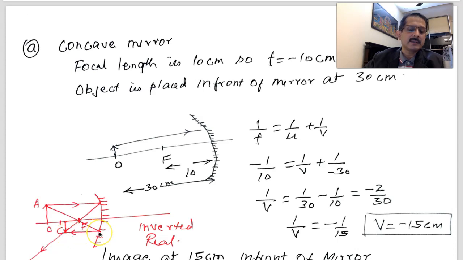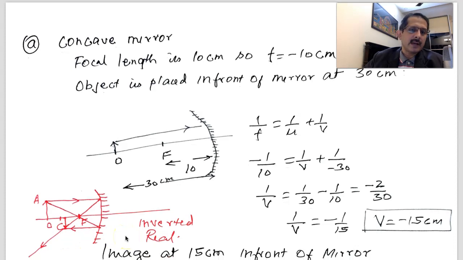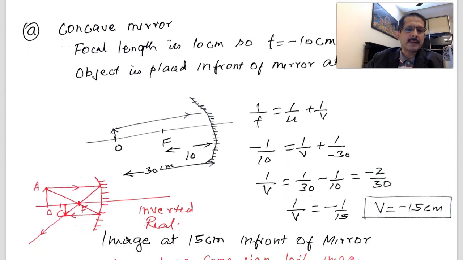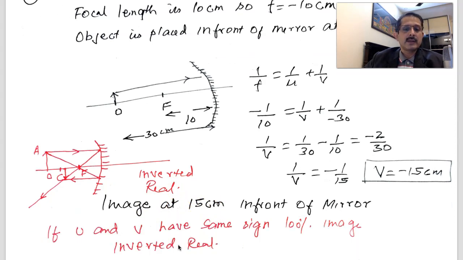And this direction, I always said, is from pole to the image, so the arrow is on this side. Hence we can say, it's normal mathematics, very easy, the image formed is inverted, real, and is at 15 centimeter in front of the mirror. Let's quickly get started.